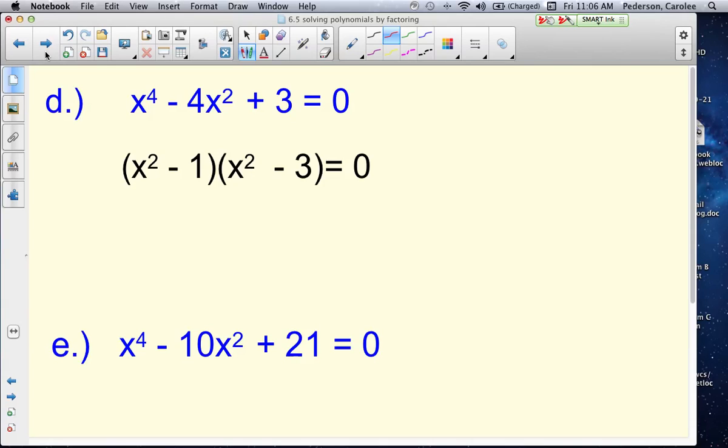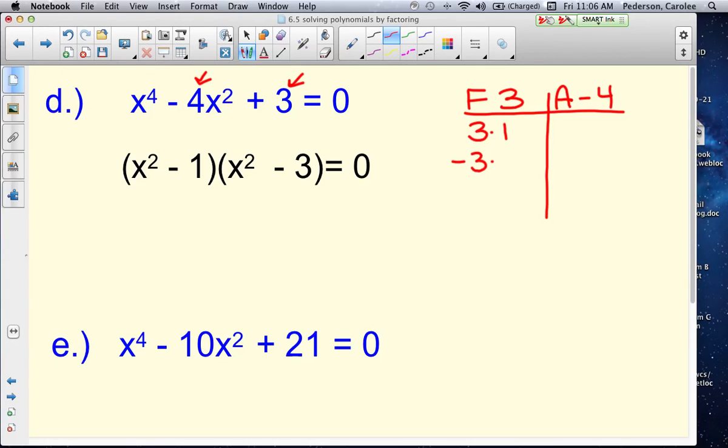So we say, what are the factors of 3, that's your C, that add to your B, which is negative 4. Very similar to the chart. You're trying to find out how do you split up that 3. So you'd say 3 times 1, or negative 3 times negative 1. When I add 3 and 1, I get 4. When I add negative 3 and negative 1, I get negative 4. And this is the one I want, the one that adds to negative 4. So I'm going to use these two terms.